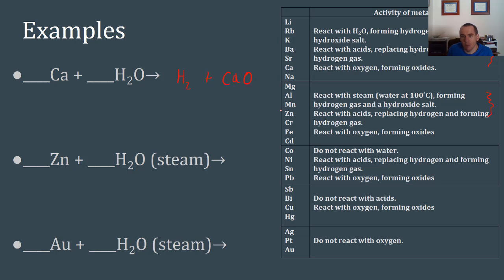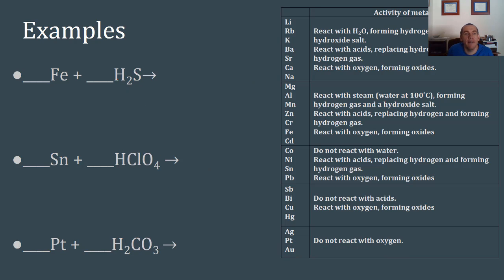Zinc and steam. Well, here's zinc, and it says these will react with steam, forming hydrogen gas and a hydroxide salt. So this would be H2 plus zinc oxide. Zinc is a 2+ ion, so ZnO. So this one's also a fairly straightforward reaction. Gold, though, not only will it not react with oxygen, but it also doesn't react with any of this stuff. So gold, nope, this reaction is not going to happen, at least not spontaneously.